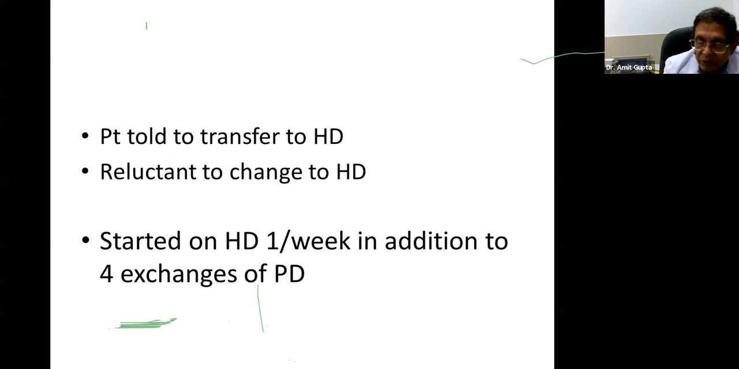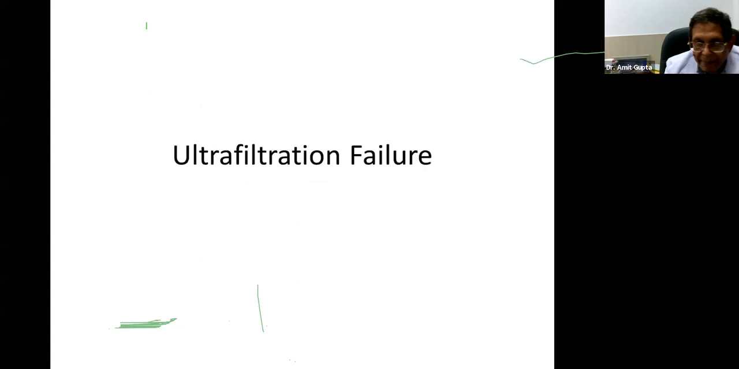He was advised to shift over to hemodialysis. He was reluctant to leave peritoneal dialysis. So with great persuasion, we started him on hemodialysis once a week in addition to 4 exchanges of peritoneal dialysis.